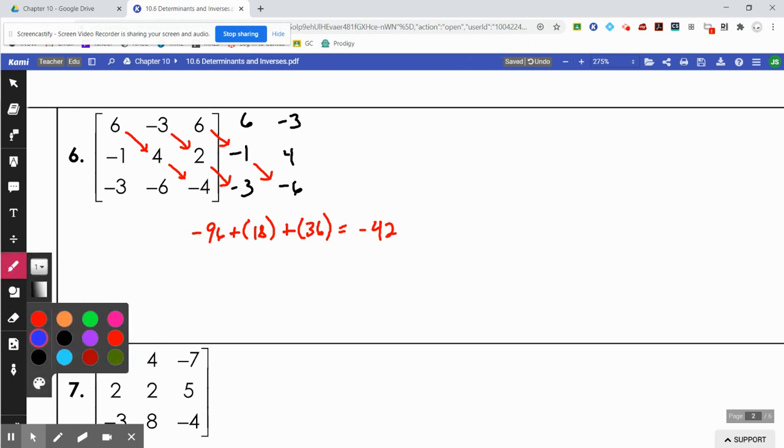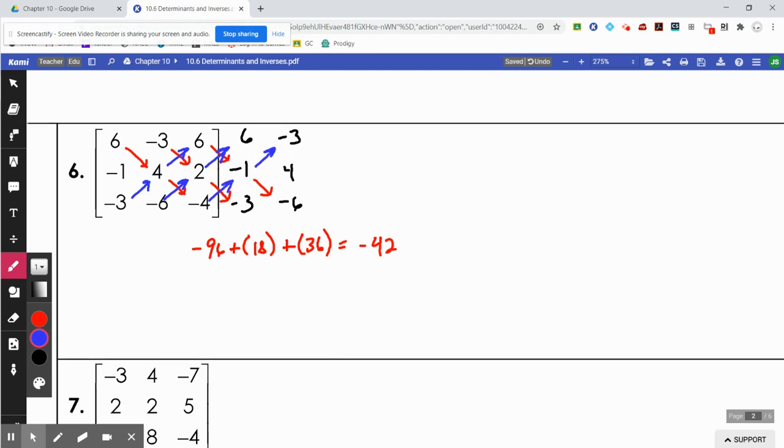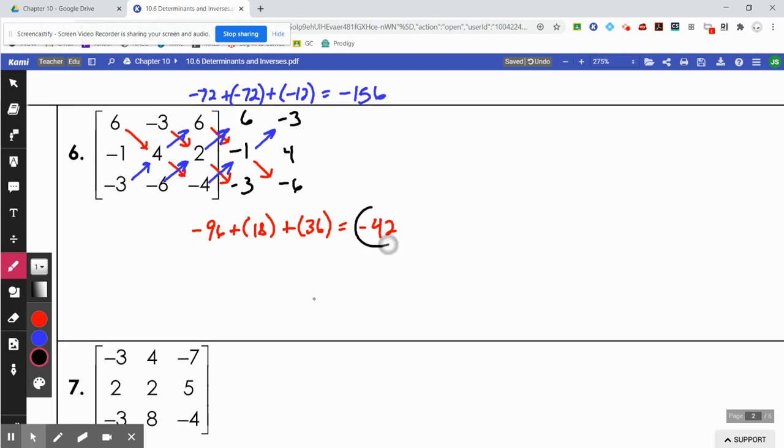Now let's do our ups. Multiply these three, then these three, then these three. So negative 3 times 4 times 6 is going to be a negative 72, plus negative 6 times 2 times 6 is going to be a negative 72 again, plus negative 4 times negative 1 is 4 times negative 3 is a negative 12, which gives you a total of negative 156. So to find the determinant, we now simply do the down minus the up.